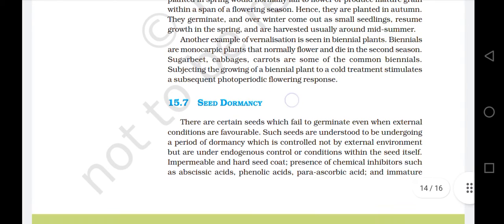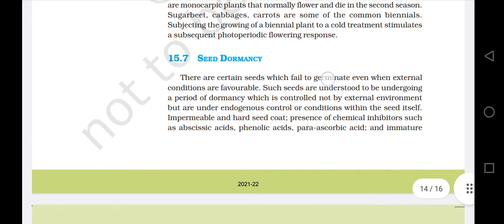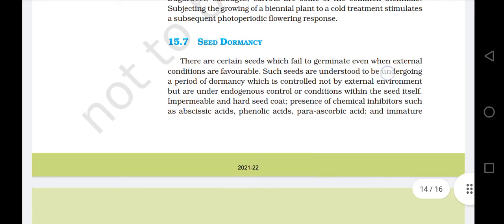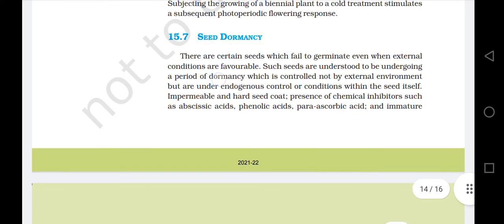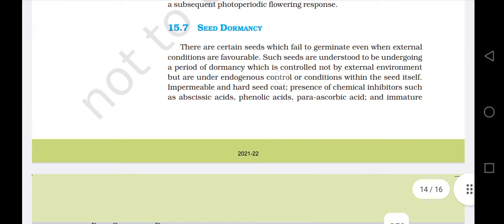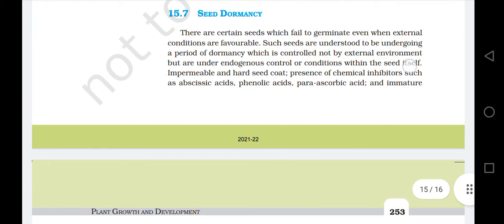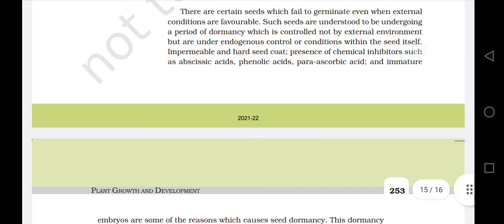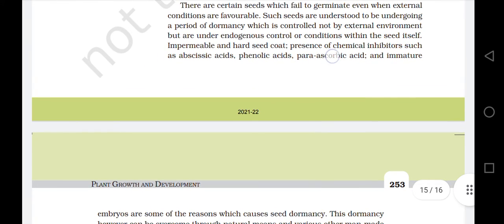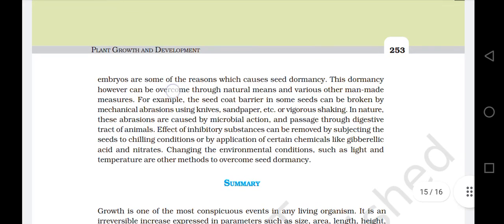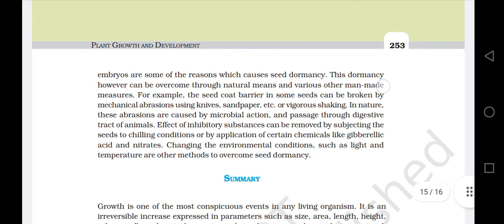15.7 Seed dormancy. There are certain seeds which fail to germinate even when external conditions are favorable. Such seeds are understood to be undergoing a period of dormancy which is controlled not by the external environment but is under endogenous control, or conditions within the seed itself. Impermeable and hard seed coat, presence of chemical inhibitors such as abscisic acid, phenolic acid, para-ascorbic acid, and immature embryos are some of the reasons which cause seed dormancy. This dormancy, however, can be overcome through natural means and various other man-made measures.